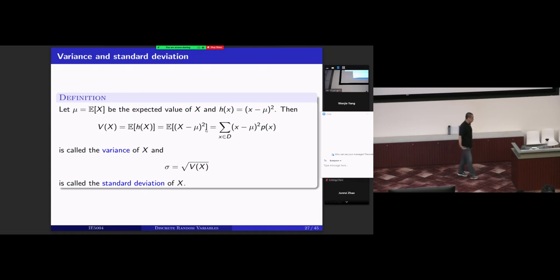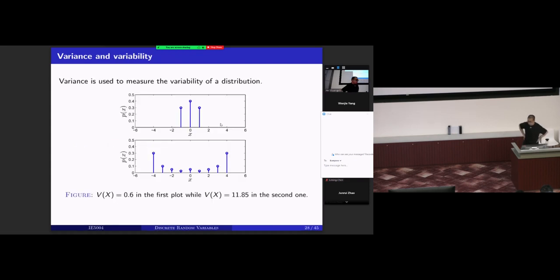So why do we bother to introduce this notion called variance? Because as I explained last week, we usually use this variance to measure the variability of a random variable, right? So here, as I explained last week, we have two distributions. The first one, the second one. And you can see that the second distribution looks fatter, right? It covers a wider range.